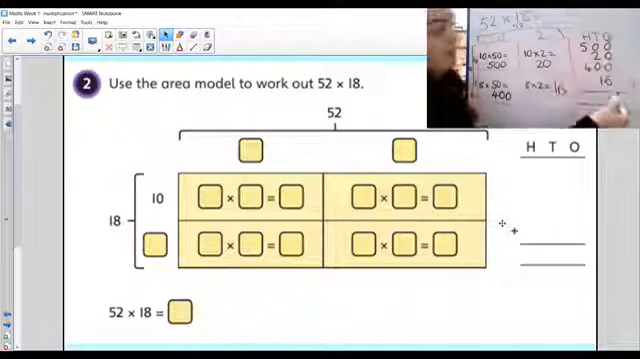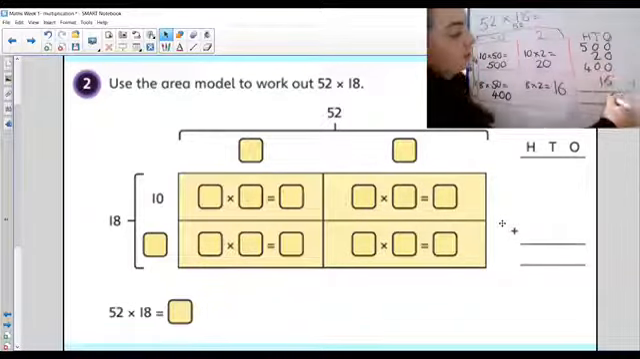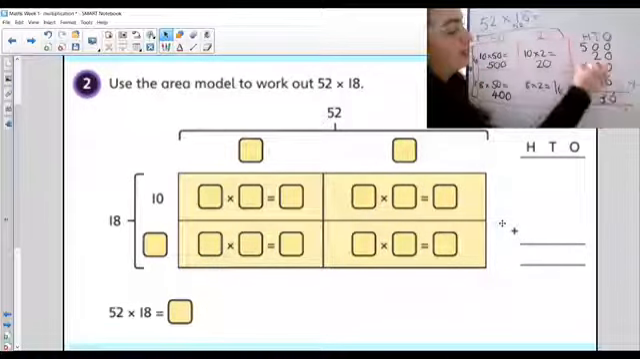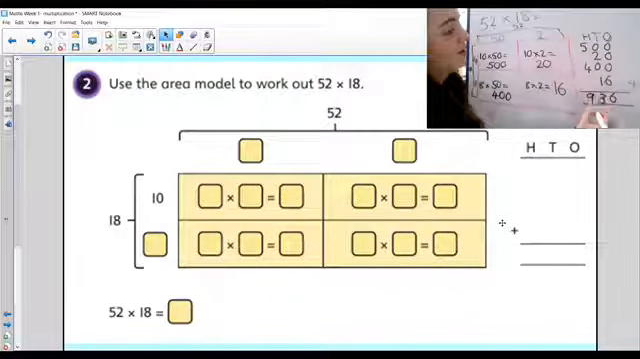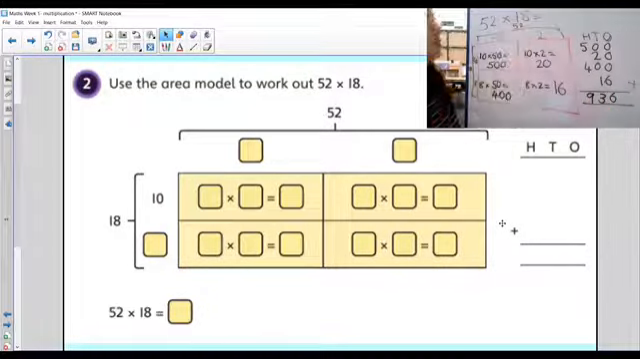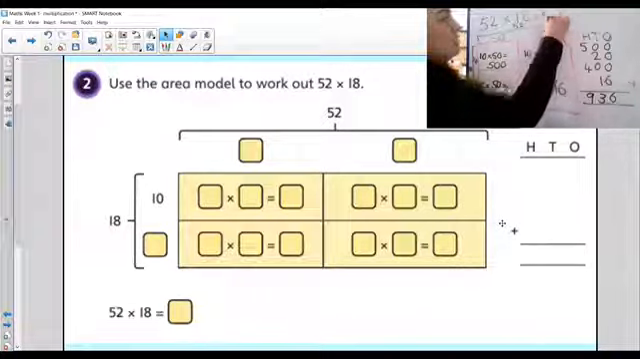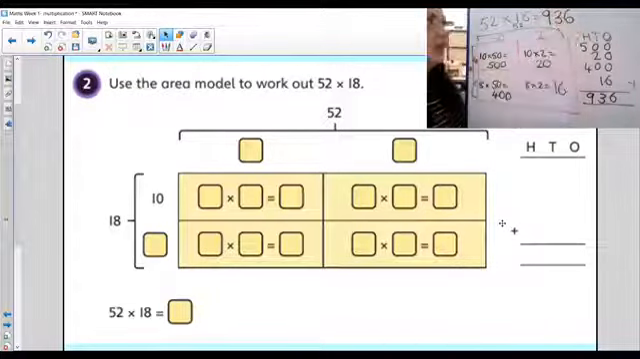So same again, adding them all together, I've got 6 ones, I've got 3 tens, and I've got 9 hundreds. So my answer to 52 times 18 is 936. So well done to you if you got that right.